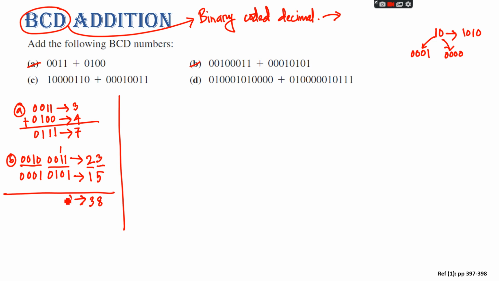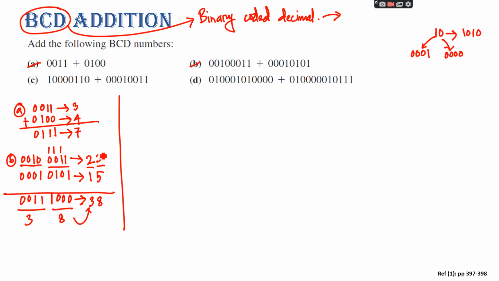So if you add them together, 1 plus 1 gives you 0, the 1 should come here. 1 plus 1 gives you 0, the 1 should come here. 1 plus 1 gives you 0, this 1 comes here and it gives 1. Then again 1 plus 0 is 1, then 0, 0. So these 4 bits represent 3, these 4 bits represent 8. So this gives 38, right?